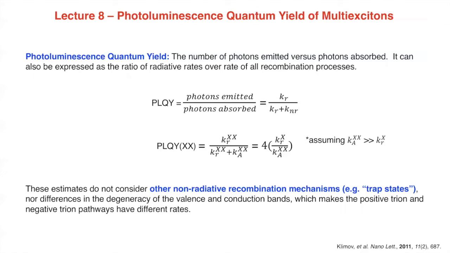So in this case, one of the things we're really interested in is the quantum yield for a biexciton. So you would plug in the relevant rate constants here. And you can simplify things knowing that the Auger recombination rate is about 2 orders of magnitude faster than the radiative rate for the biexciton.